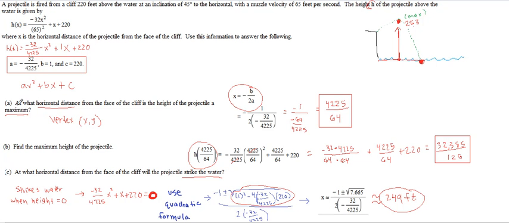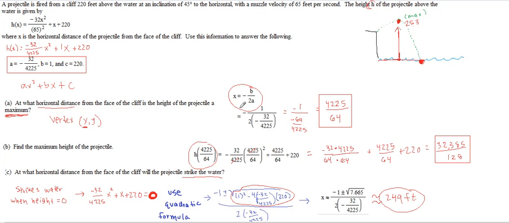So when I look at this part A, at what horizontal distance from the face of the cliff is the height of the projectile at a maximum? When I see the word maximum, and I know I'm talking about a quadratic equation, it should be a keyword to me that they're asking for the vertex, because a quadratic equation is a parabola, and if we're trying to find out where it hits a max or a minimum, it's going to be talking about the vertex. Now, since it's asking about the horizontal distance in this part, it's actually just asking for the x-coordinate of the vertex, because x is the horizontal distance.